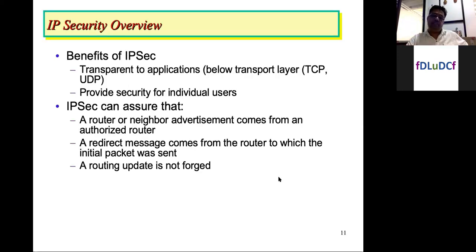So the benefit of the IPsec protocol, as I said, is that it is transparent to the application layer. So any application that works on top of the IPsec protocol has the security, because at the IP level the system provides the security. IPsec can assure integrity of the communication, authenticity of the communication, and confidentiality of the communication. It also provides replay attack protection.